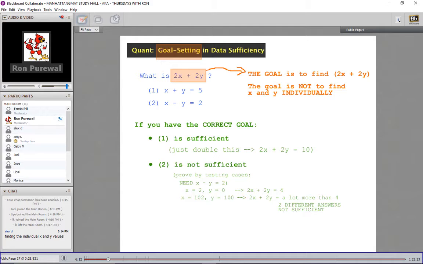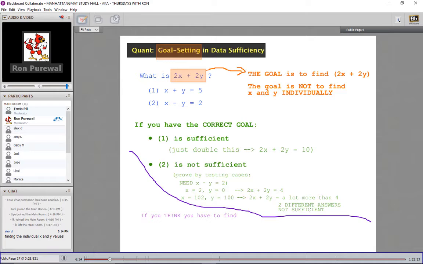Okay, now the point of this is that if you're trying to find x and y as individual values, it's all going to blow up in your face. Yes, it is. That's the point, right? If you think you have to find x and y individually, it's going to go south in a hurry. You'll pick C, and you'll get it wrong. And we had this talk last time, but when do you get that wrong?